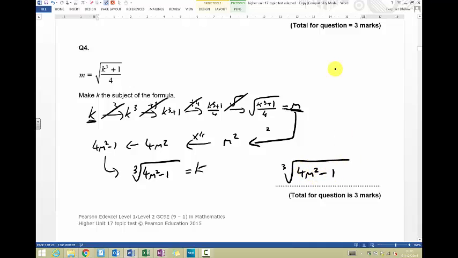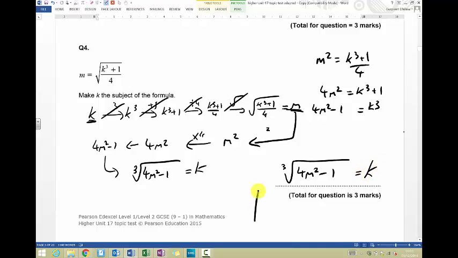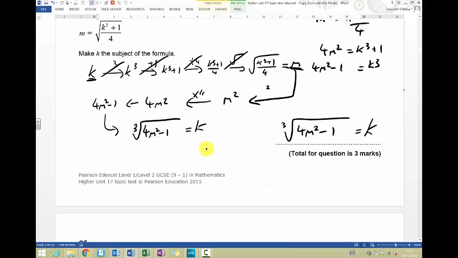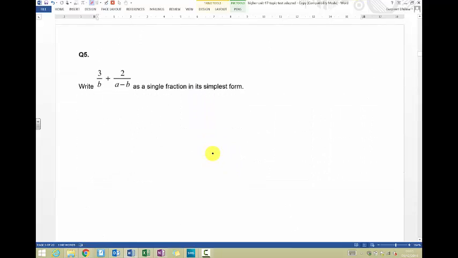If you want to do it in a more traditional way, I'll do it quickly here. You undo in these steps, so it'd be m squared equals k cubed plus 1 over 4. 4m squared equals k cubed plus 1. 4m squared minus 1 equals k cubed. And the last step would be that one. So either way works. This might be easier to understand as a way of explaining, but this might be better to write in the exam. But that would be acceptable in the exam also. The steps are clear.